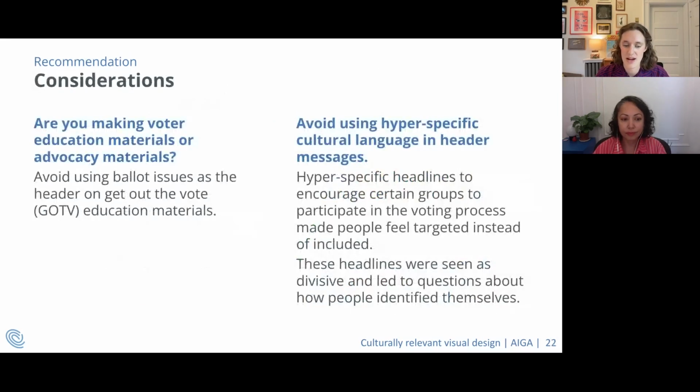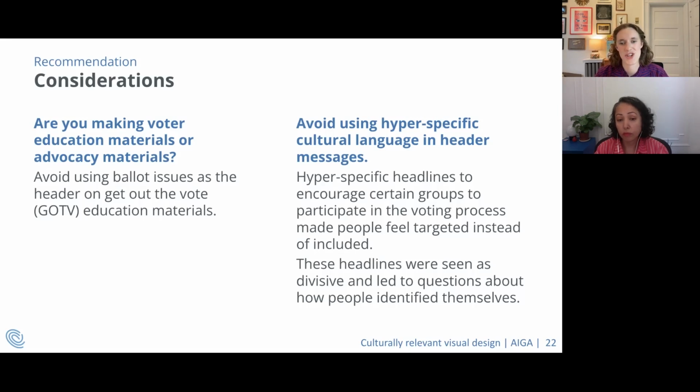Within that recommendation, our research added 2 nuanced considerations. The first is that there's a difference between making voter education materials and making advocacy materials. Voter materials should focus primarily on what voters really need to be able to vote. They should avoid using ballot issues as a top line or a header message because those have the potential to alienate voters and can be perceived as issue lobbying.